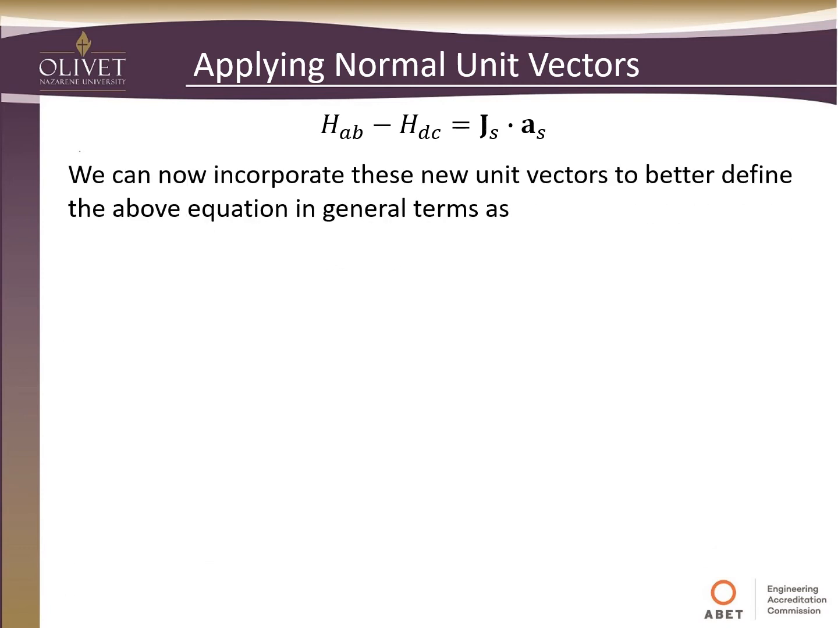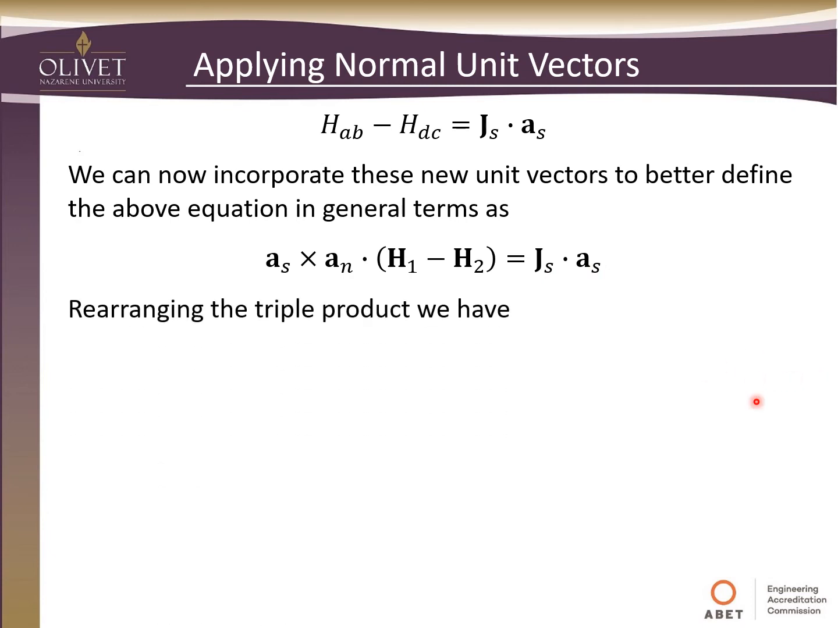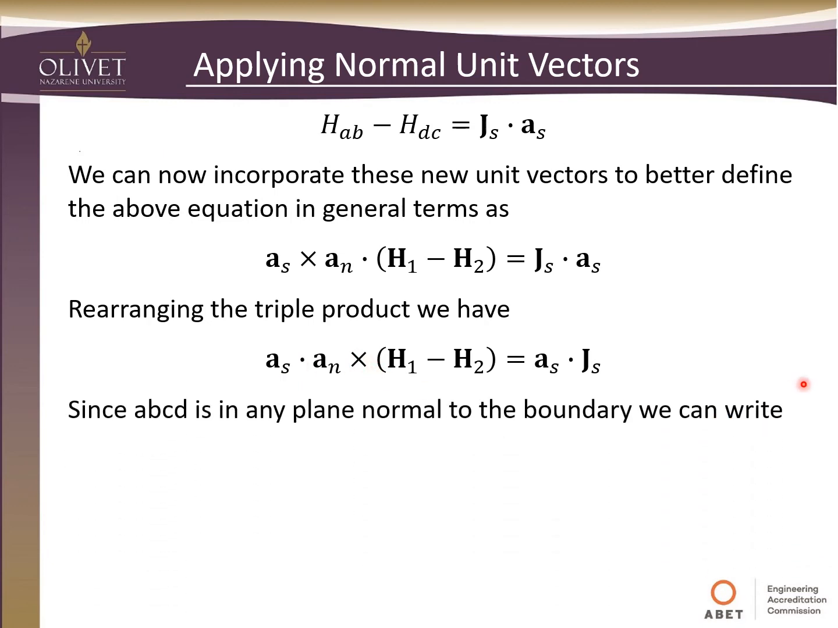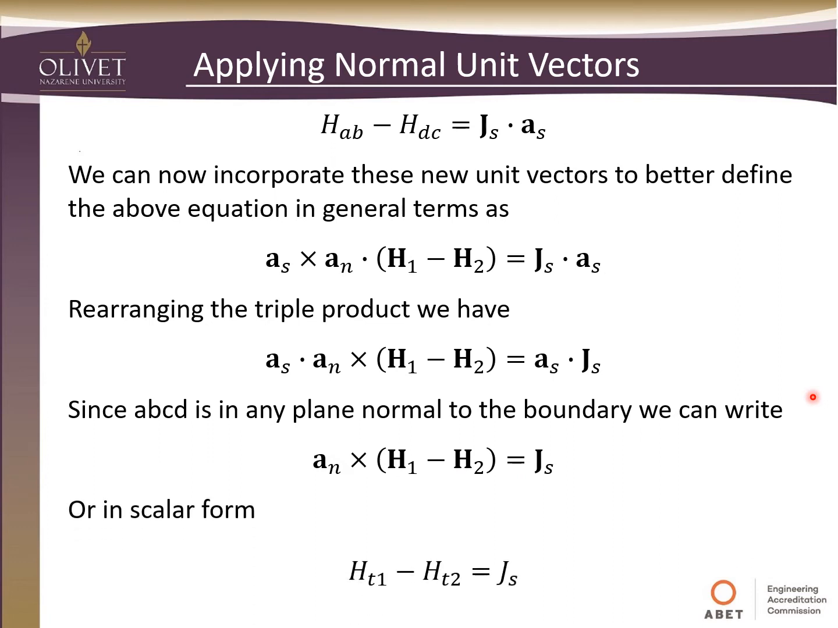So again, we can incorporate these unit vectors to define the equation above. So we've got our normal to our boundary, and this is normal to our rectangle, and again our magnetic field in medium 1 and medium 2, and then this is again the surface current crossing this normal surface. Again, we can rearrange this triple product as we did before, just interchanging the dot and cross products. And finally, since we know that these will always be normal, this gives us the final vector form of the boundary condition, or in scalar form.